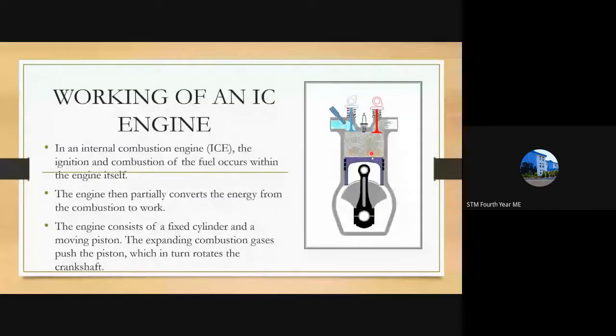On compression, after that, the spark plug, this is called a spark plug. The spark plug provides a spark and it gets ignited. So you can see the ignition there, and that power throws the piston from TDC to BDC. The piston moves from TDC to BDC.